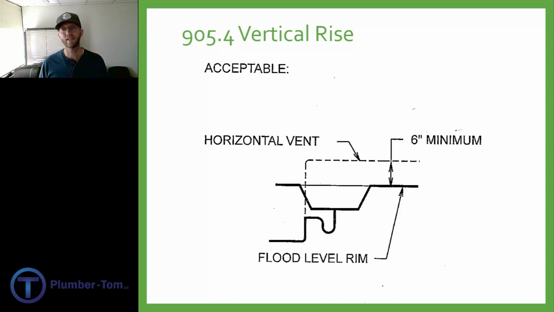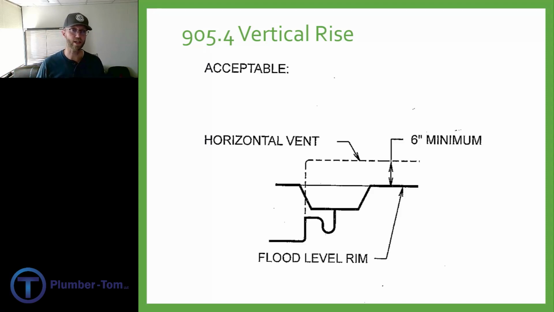905.4 gives us more details about the requirement for that vertical rise on a dry vent. And it states that that vent needs to come up 6 inches above the flood level rim of the highest fixture connected before it turns horizontal. So you can't put a 90 and go through studs or whatever until you're above the flood level rim of whatever fixtures are being served.